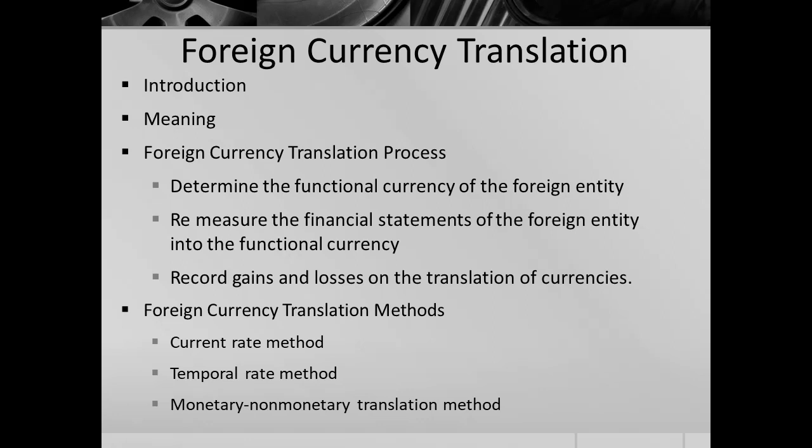And the next one is the temporal rate method. Temporal means temporary, also known as the historical method, because it adjusts income-generating assets on the balance sheet and related income statement items using the historical exchange rates, from transaction dates or from the date that the company last assessed the fair market value of the account. The next one is the monetary non-monetary translation method.